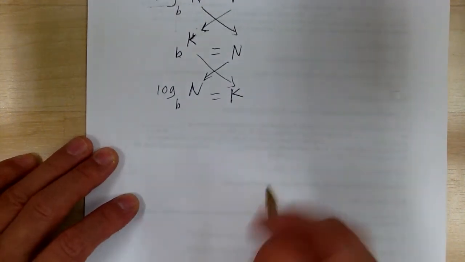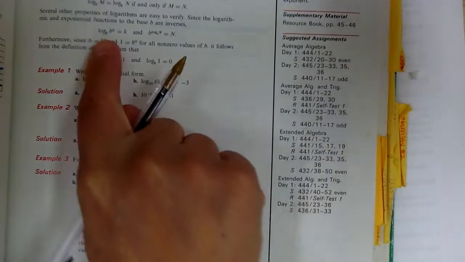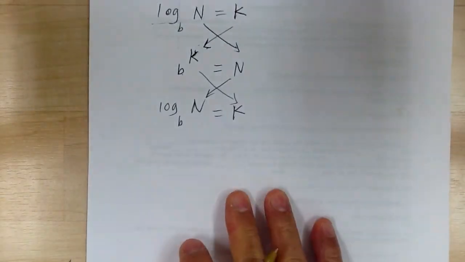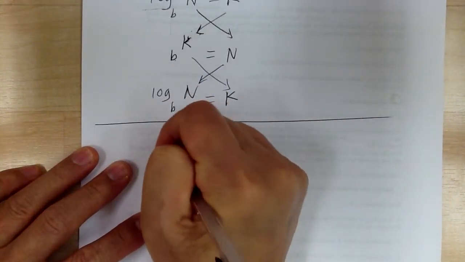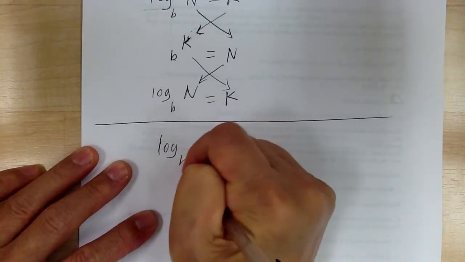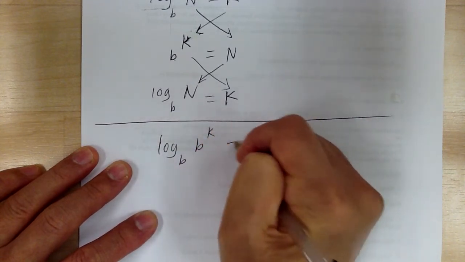Now if you look at some of the basic things you need to know, like up here, let's go over some of this stuff. If you look at the first one, it says log base b of b to the k. This will equal k.